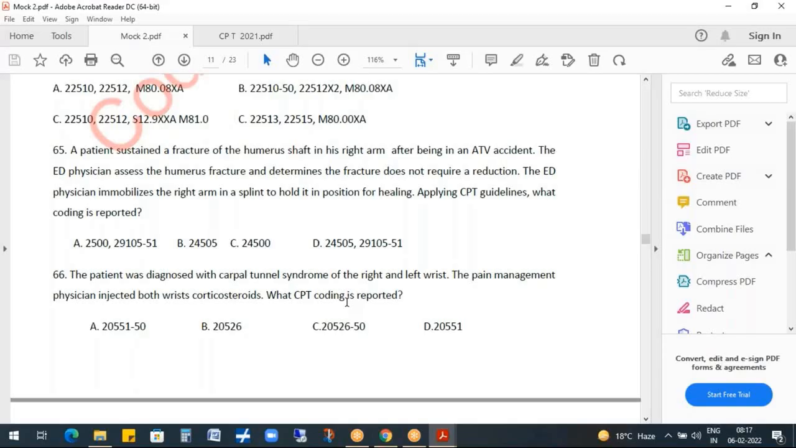As you said, 24500 is the answer, right? 65C, yes, they gave that as the answer. In 24500 there is no 'without manipulation' in the code description, right? Yes, sir. That is the scenario going on. Does not require a reduction. They're not reducing. That means what? Without manipulation. Okay, sir. Yes, sir.